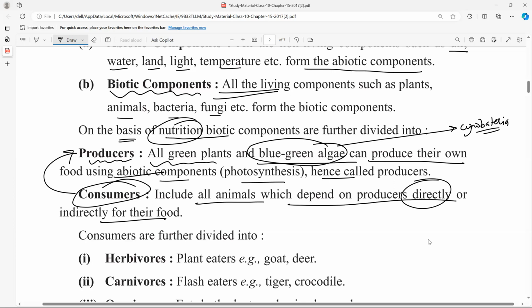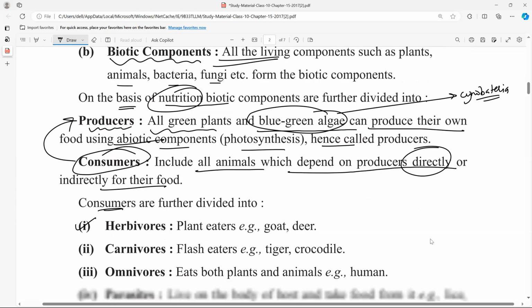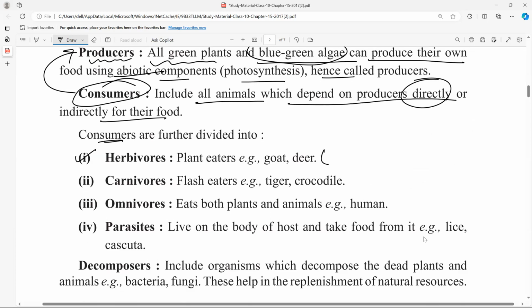Moving to the next part, consumers are further divided into many types. Like herbivores: these are consumers that obtain their food directly from producers.